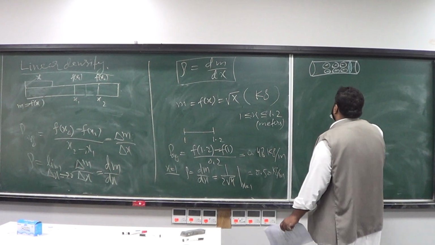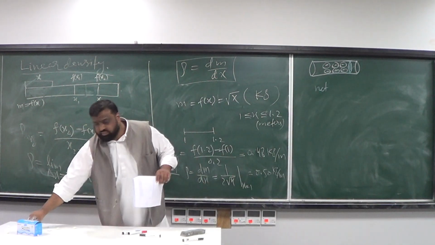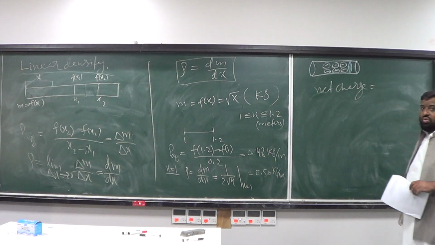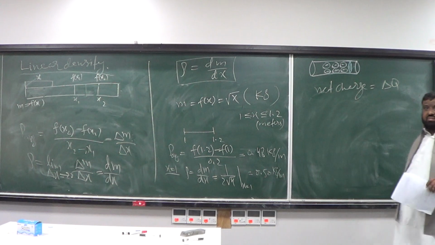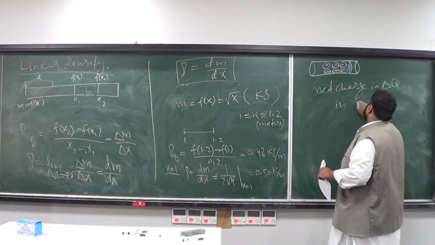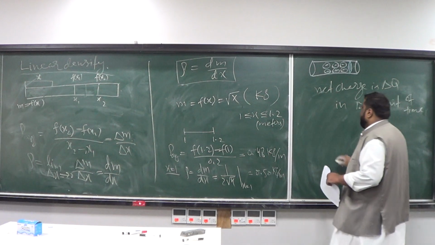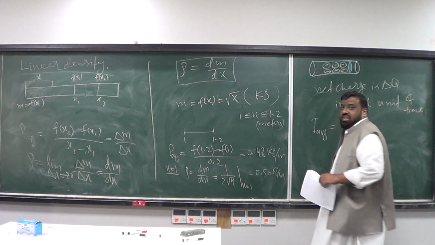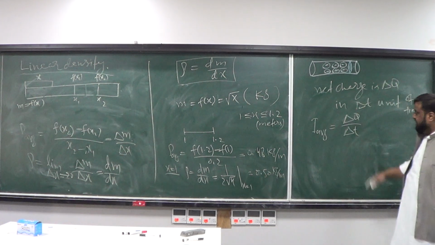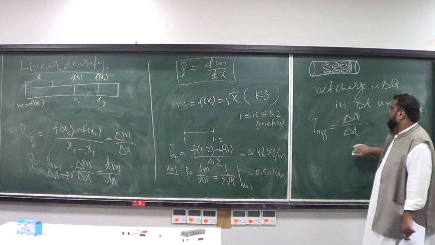So if you assume that a net charge delta Q passes through this surface in delta T unit of time, then the average current is going to be delta Q by delta T. Just take the ratio of how much charge is passing through this surface in a given unit of time.